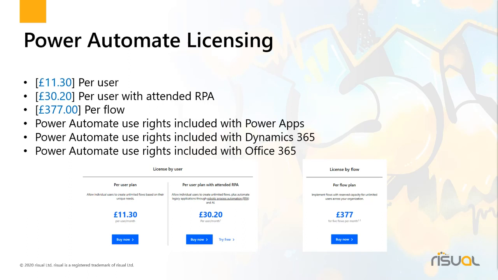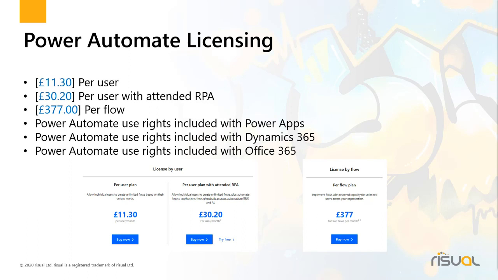Now, what RPA is, is robotic process automation. The idea of being able to enter data into one form and then that data automatically gets logged in many different systems. And then we also have per flow. So you're probably thinking, well, 377 quid for a per flow license, that seems rather excessive. In the grand scheme of things, it probably isn't as excessive as you originally thought.